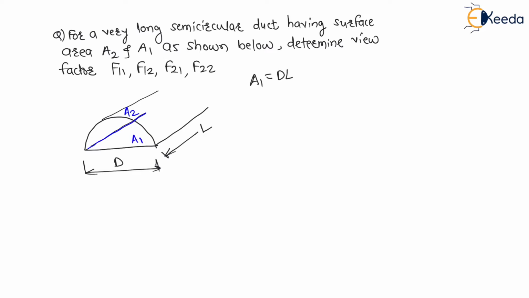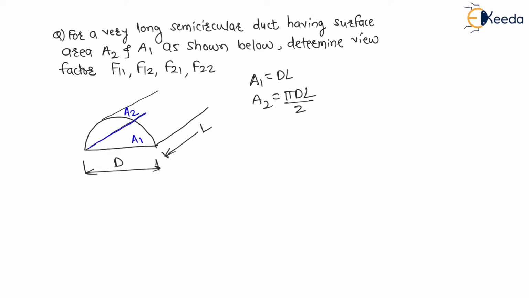Area 2 is this circular area, for length L. Therefore, this half circle for length L is pi D by 2 into L. It is a surface area. For a complete circle, it is pi D L, but it is a half circle, therefore pi D L by 2. This will be area 2.